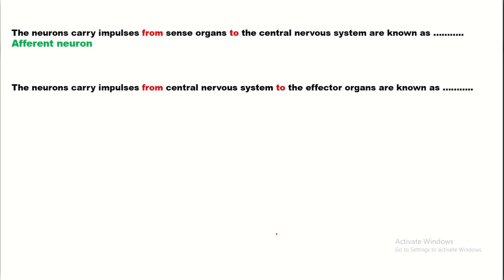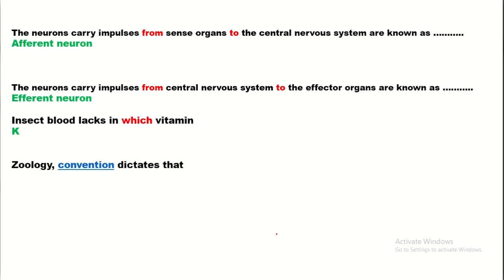The neurons that carry impulses from sense organs to the central nervous system are known as afferent neurons or sensory neurons. The neurons that carry impulses from the central nervous system to the effector organs are known as efferent neurons or motor neurons. Insect blood lacks which vitamin? That is vitamin K.